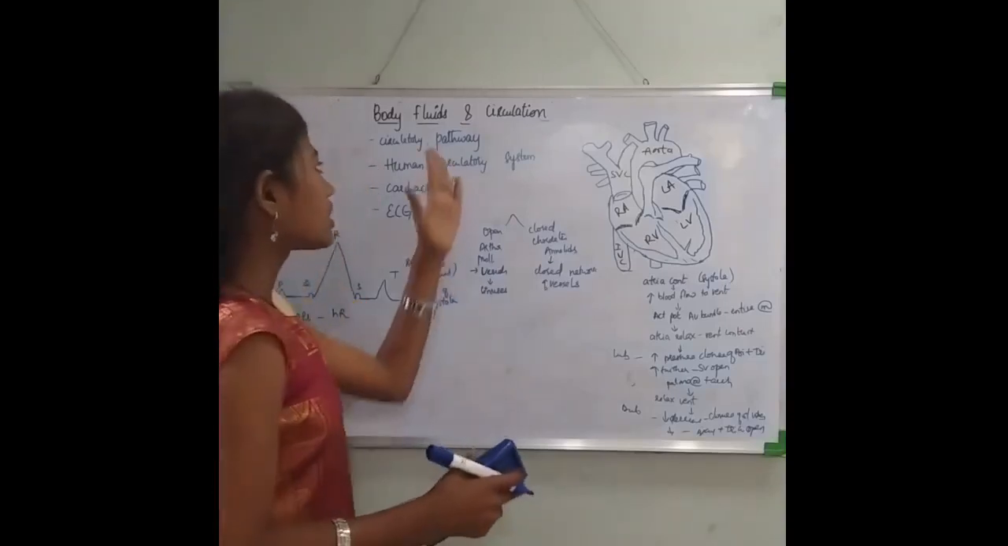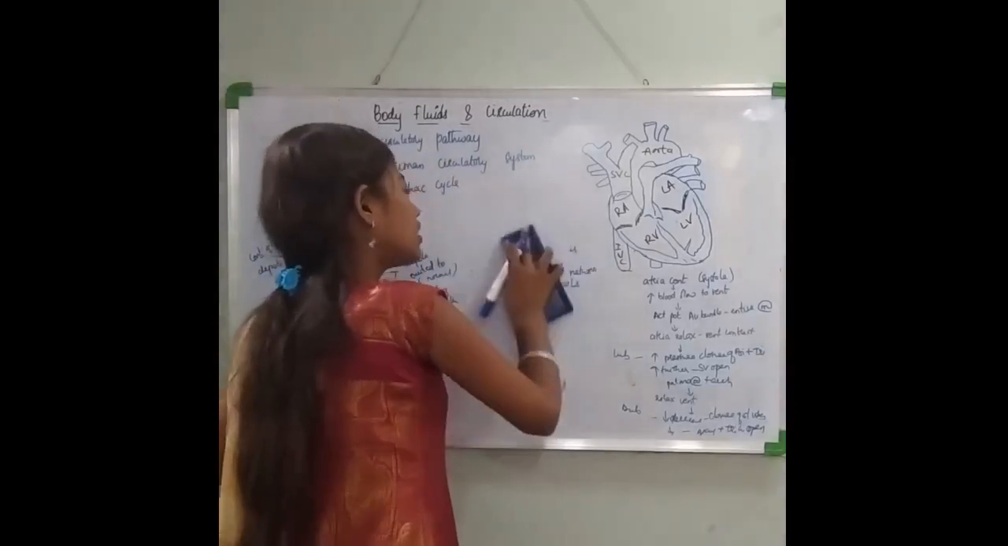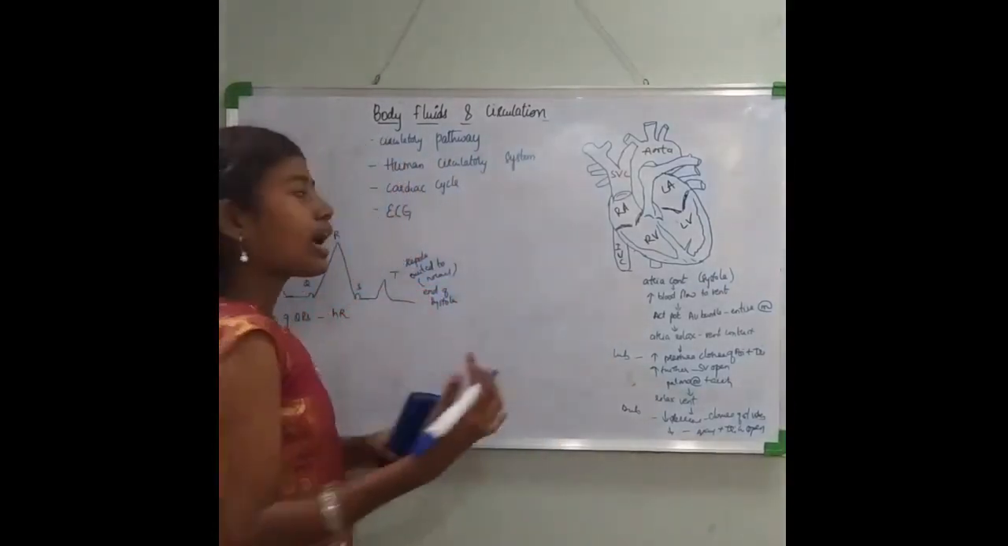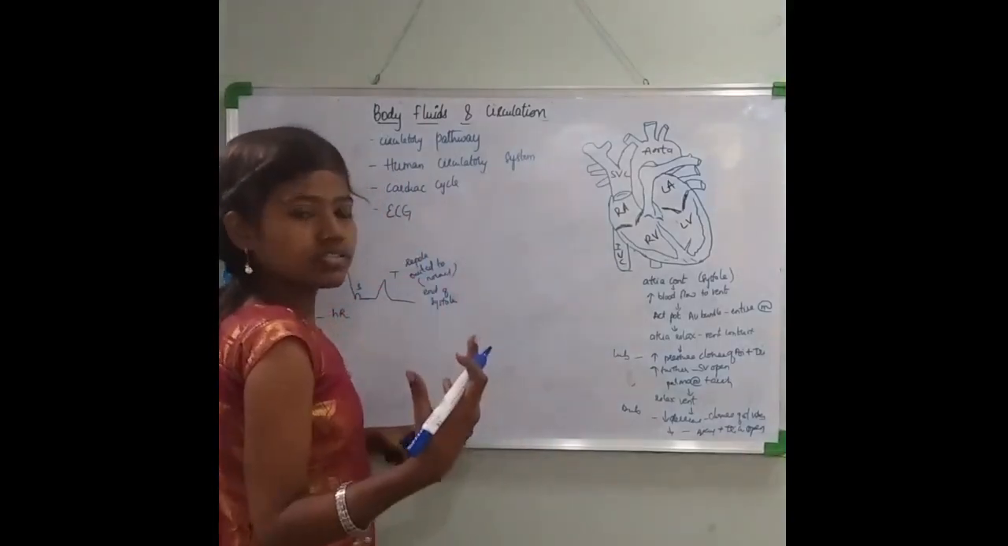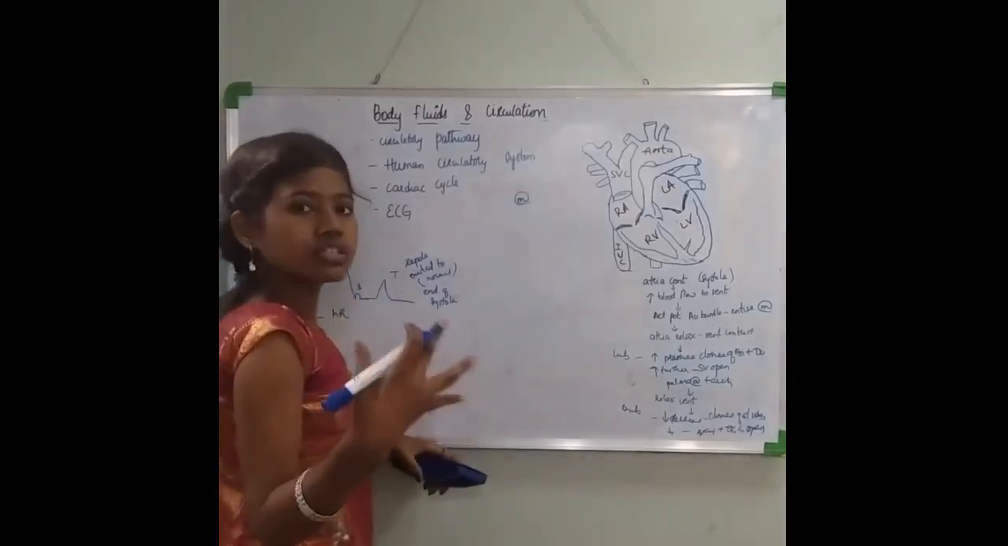Okay. So this is about the circulatory pathway. Now coming to the different kinds of circulatory pathways we have seen in the vertebrates. All the vertebrates have a muscular structure called the heart for the circulation.